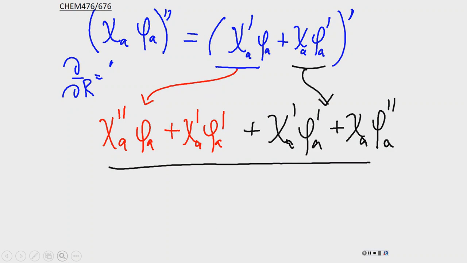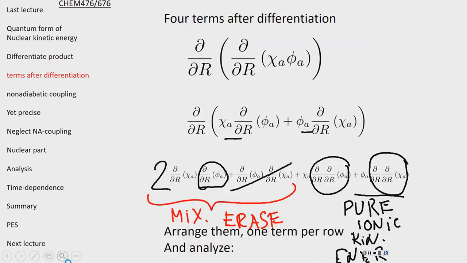Derivative of two functions, first and second, four terms. We already did it. So, repeating, same thing. Second derivative of the nuclear wave function. This is the good term that we keep, and everything else is going to be erased. We just need to give it a name and be comfortable and confident to address this term later.